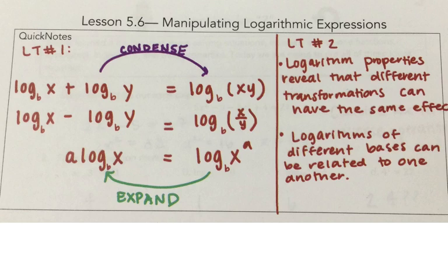Okay, these learning targets. Logarithm properties reveal that different transformations have the same effect. Well, we've already looked at that with exponentials. Remember how a stretch by 3 is the same as a shift left? You just had that on the test.